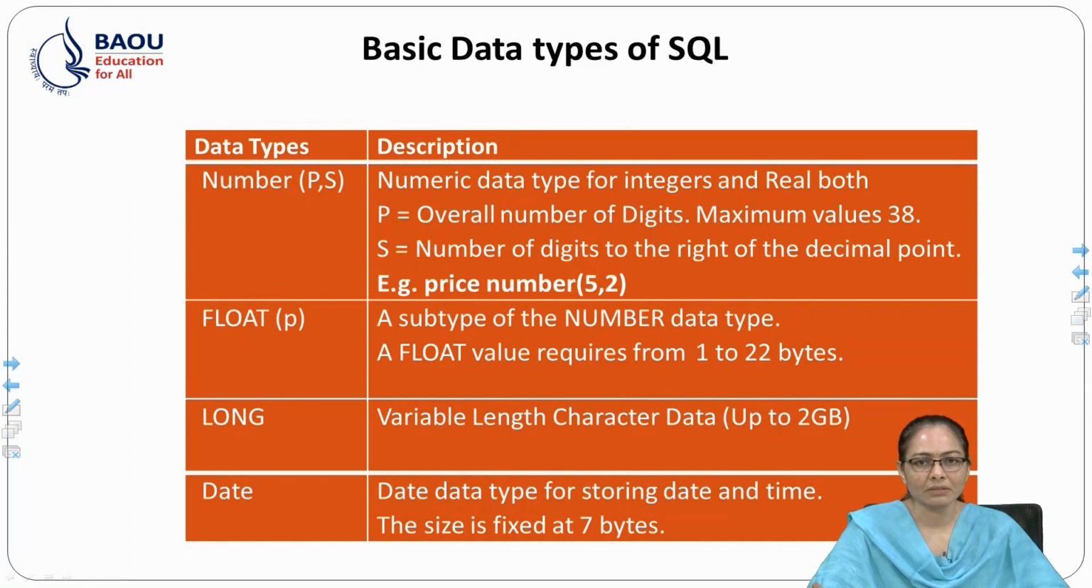Now FLOAT(P). This data type is a subtype of the NUMBER data type. It requires from 1 to 22 bytes. Now the next one is LONG. LONG is a variable length character data up to 2 GB. The DATE data type is used for storing the date and time. The size is fixed at 7 bytes.